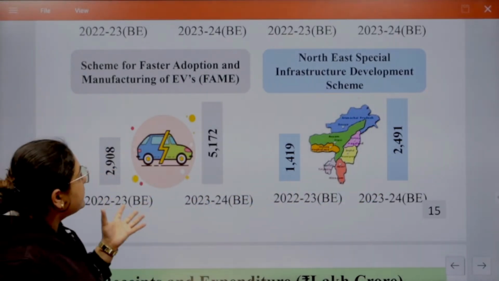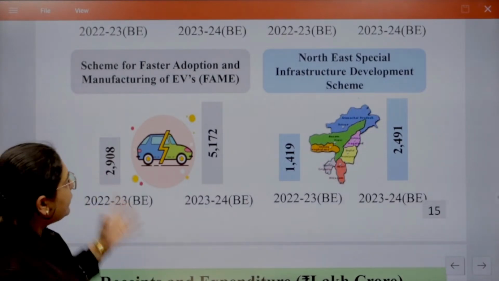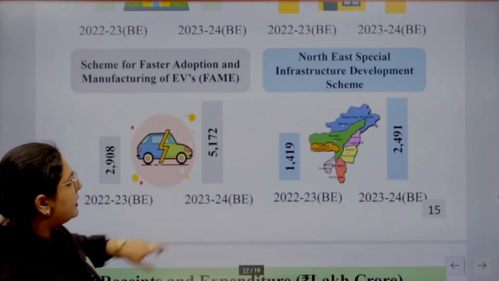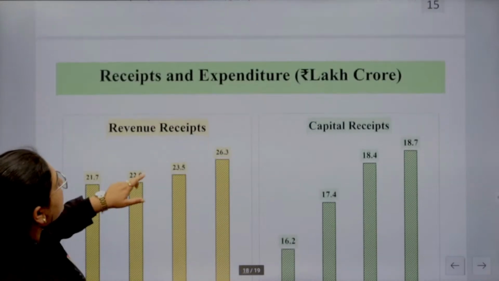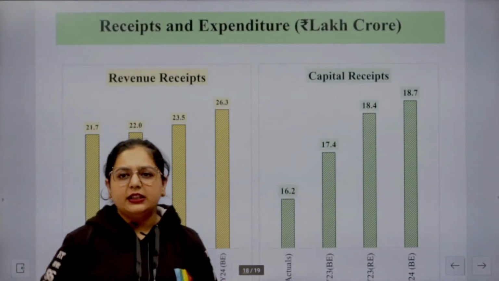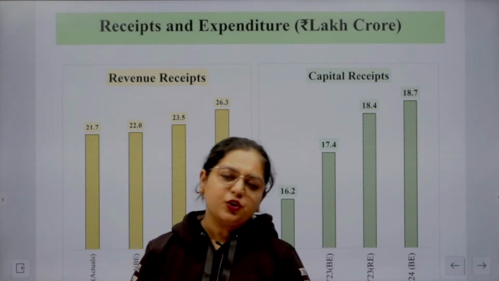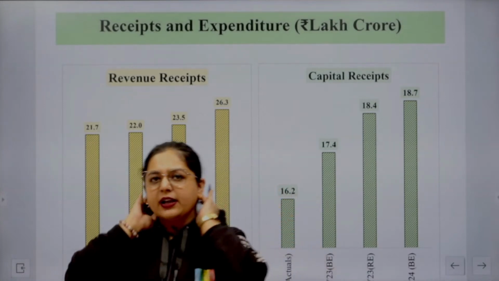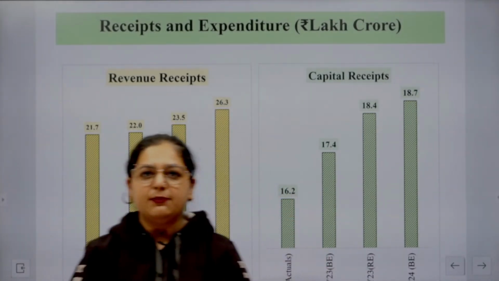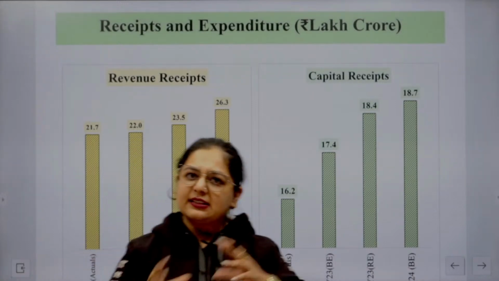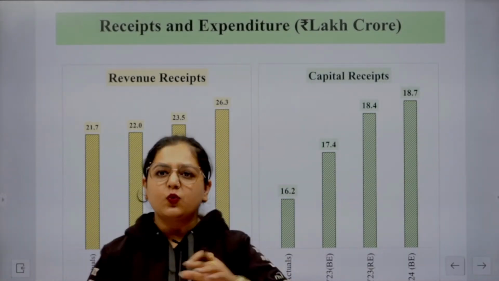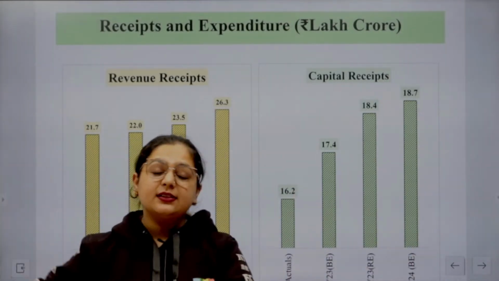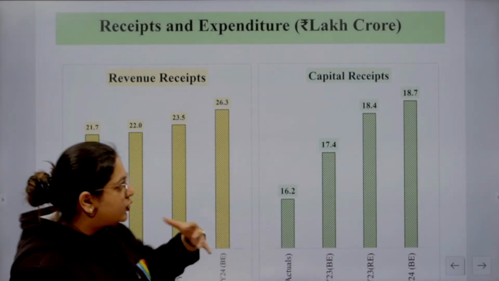And the FAME scheme, that is Faster Adoption and Manufacturing of EVs, has also gone up from last year. In fact, it has more than doubled compared to last year. However, this year the allocation to the MGNREGA scheme has slightly gone down as compared to previous years. Till now, MGNREGA is said to be one of the most successful government schemes. And this time, the government has slightly deviated from MGNREGA towards others, as MGNREGA is already running successfully, and they want other schemes to run successfully throughout, right?